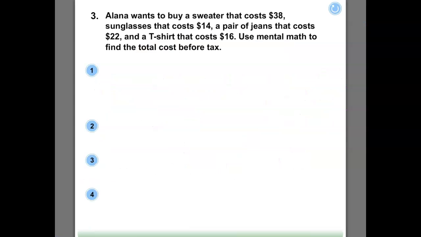All right, moving on to example 3. Elena wants to buy a sweater that costs $38, sunglasses that cost $14, a pair of jeans that cost $22, and t-shirts that cost $16. Use mental math to find the total cost before tax. So I'm figuring out the total, so I would want to add them all together. So 38 plus 14 plus 22 plus 16.